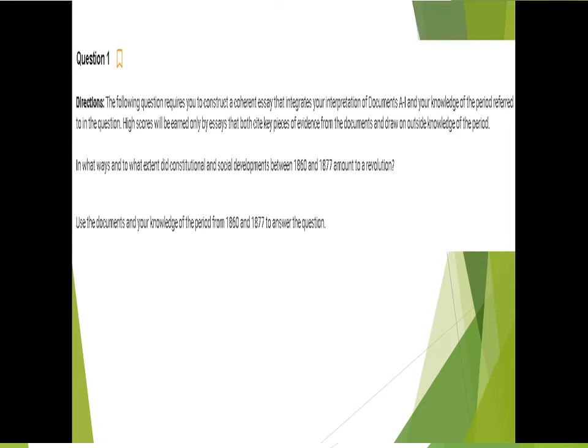Now, remember, we had 3 things we needed to do that we talked about this year to break down a prompt, whether it's a long essay or a DBQ. So let's break it down together. The first thing is, what are they asking us to do? Ways and extent. That's the first thing. That's what they're asking us to do.